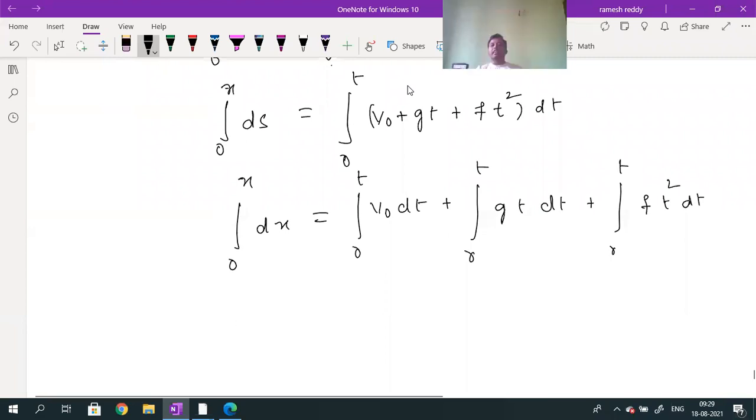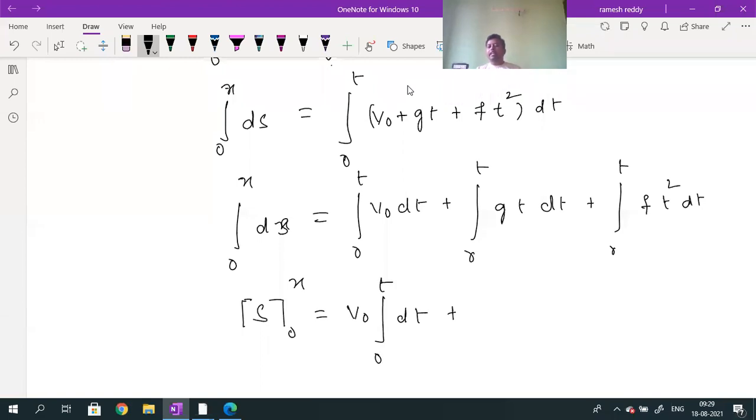Integration of ds, the value, yes. Limits are 0 to x. If v naught is constant, they need to mention it. In the question they mention that v naught is constant, g is constant, f is constant. So I can write v naught outside, integration of dt, limits 0 to t.